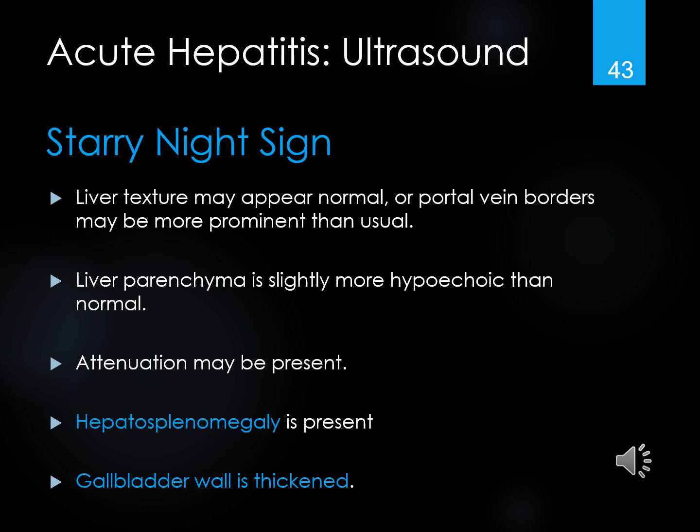Sonographic characteristics of acute hepatitis. We have the starry night sign. The liver texture may appear normal, or portal vein borders may be more prominent than usual because they might be in contrast to a liver parenchyma that is slightly more hypoechoic than normal. So they'll appear like bright stars, and the liver is going to appear like a night sky.